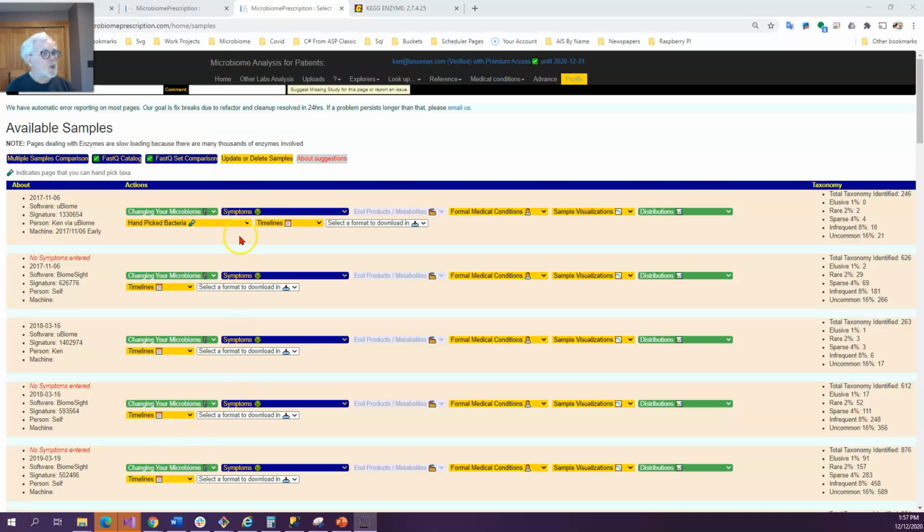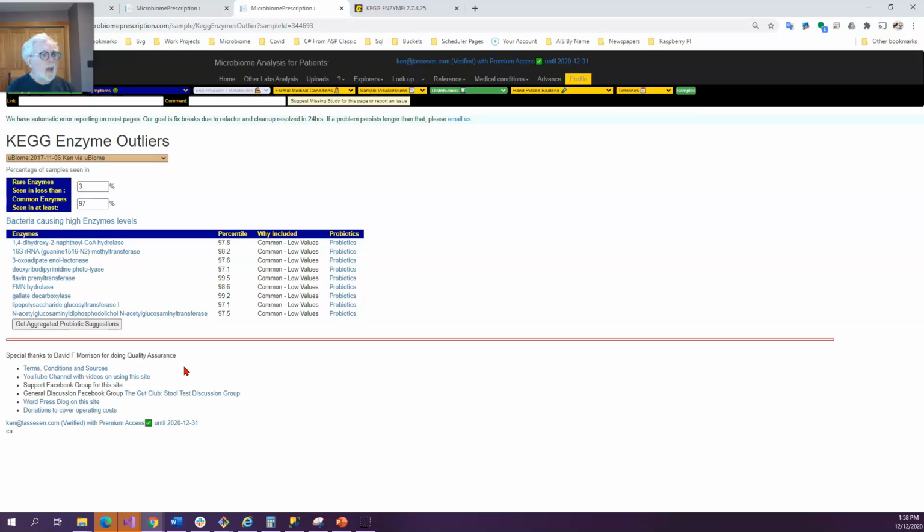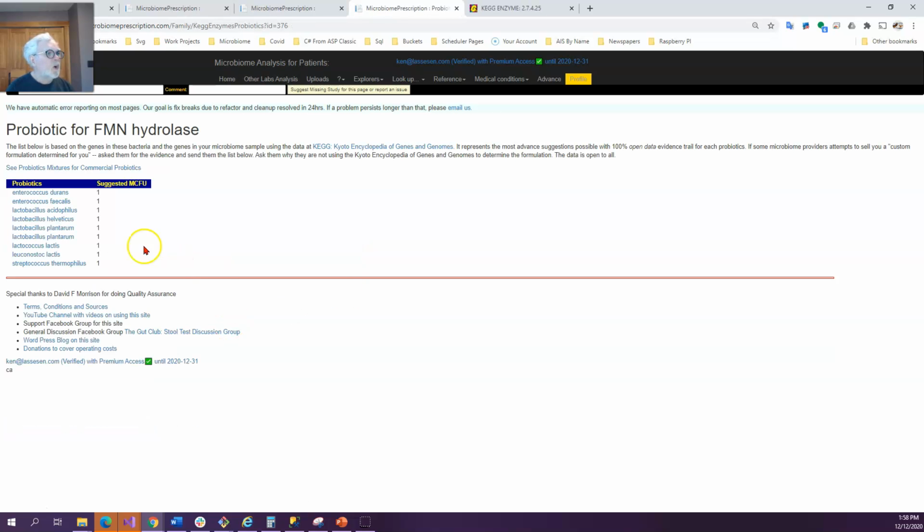Returning to our sample page, if you go under changing your microbiome, you have the enzyme outliers. Its purpose again is to identify the enzymes for which you are at the very top or the very bottom. So if I click that, I will see the bacteria I have. In this particular case, I have a stack of bacteria which I am low in. That is, I don't produce enough of these. If I click on one of these, it will go and show the bacteria which produces this particular enzyme.